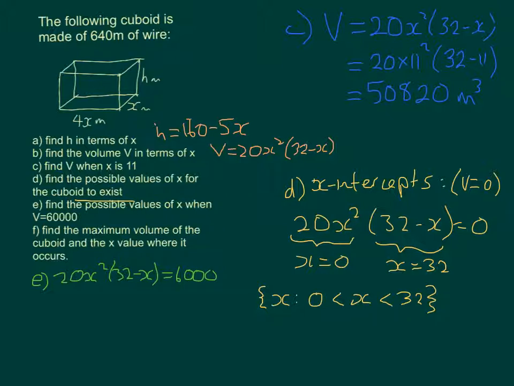Now I have to expand out that bracket, which will give me 640. Whoops, it's not a 6, is it? I'll rub that out. 20 times 32 is 640 x squared, take away 20x squared times by x is 20x cubed. And that's take away 6,000 equals 0.